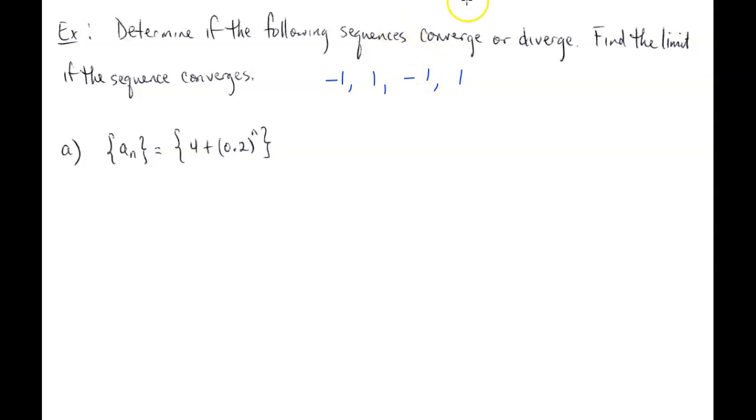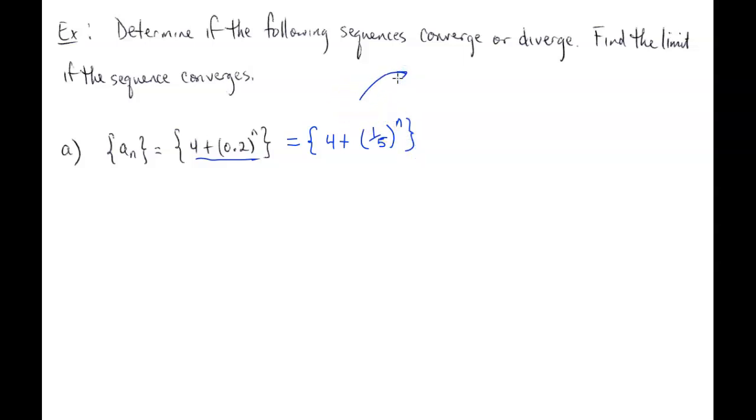So essentially what we are going to do to figure out whether these sequences actually converge or not is we're going to study the behavior of its corresponding real valued continuous function. Okay. So for this first example here, we know that 4 plus 0.2 raised to the n can also be expressed as 4 plus 1/5 raised to the n.